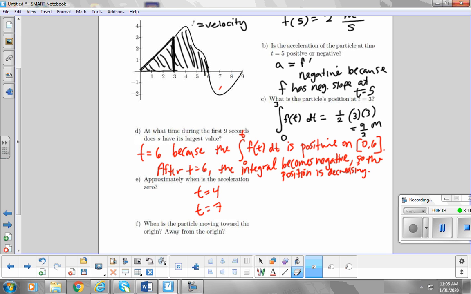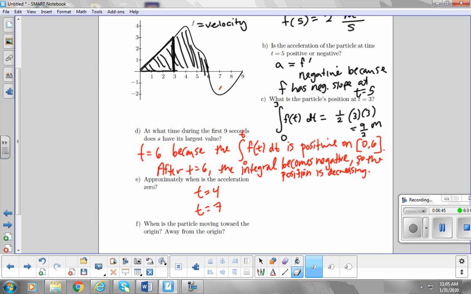Because the slope of the velocity is 0. When is the particle moving toward the origin? When is it moving away from the origin? At 6, it's moving toward. From 4 to 6, it's moving towards? From 1 to 4. I think 4 to 6.